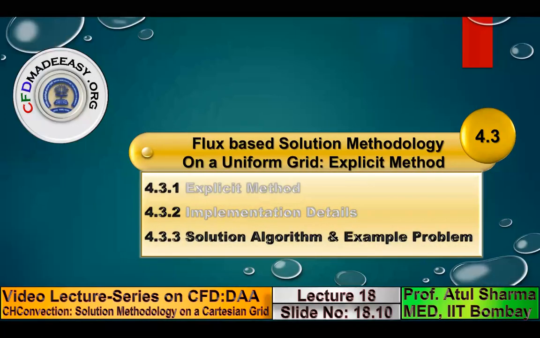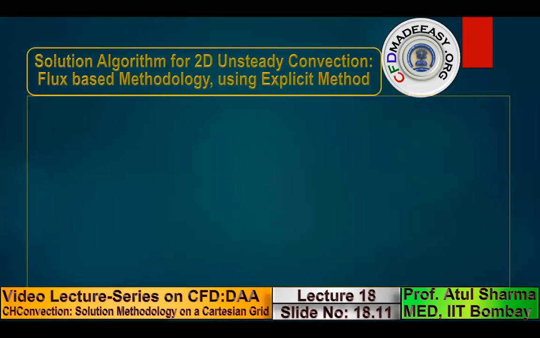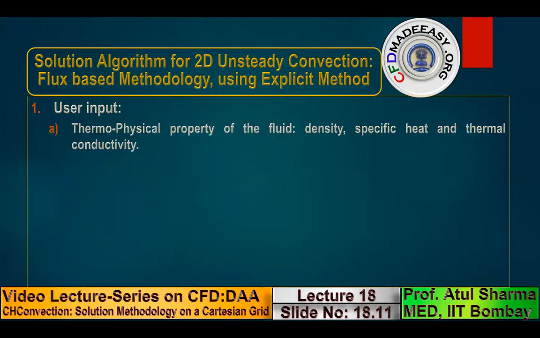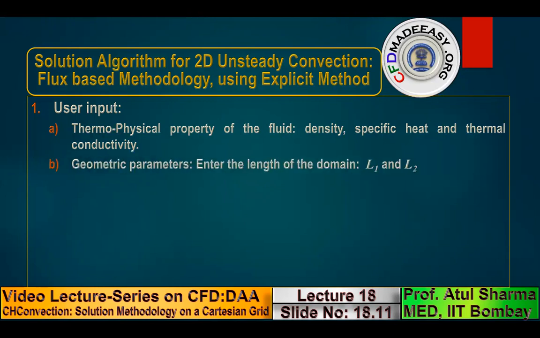After this explicit method and implementation details for the flux-based solution methodology, now let us discuss the solution algorithm, and thereafter I'll present the example problem. So the first step of the solution algorithm for the 2D unsteady convection is a user input, where you have to enter the thermophysical properties of the fluid involved in convection. In this case, you will need the density, specific heat, and thermal conductivity.